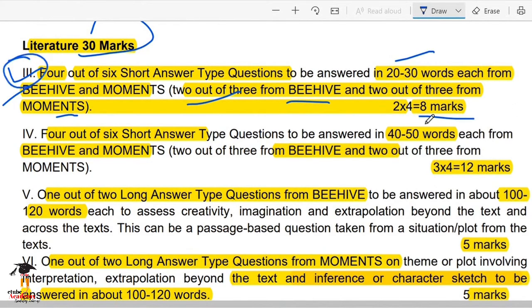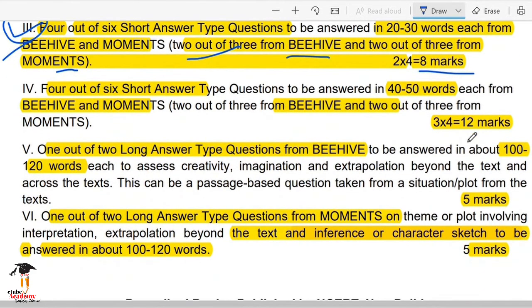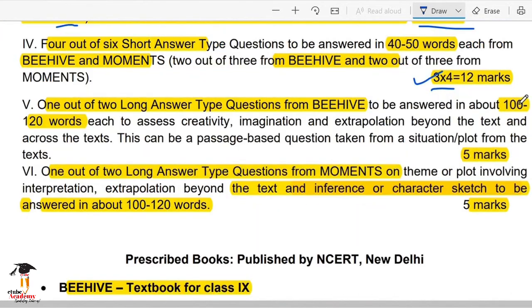Now come to the next question. 4 out of 6 short answer type questions are to be answered in 40 to 50 words each, from Beehive and Moments, with the same instruction again of 2 out of 3 from each. Here there is one special thing to be noted: 3 marks are there for each question, so total 12 marks are there for this one. Okay students, and now let's talk about the next question.